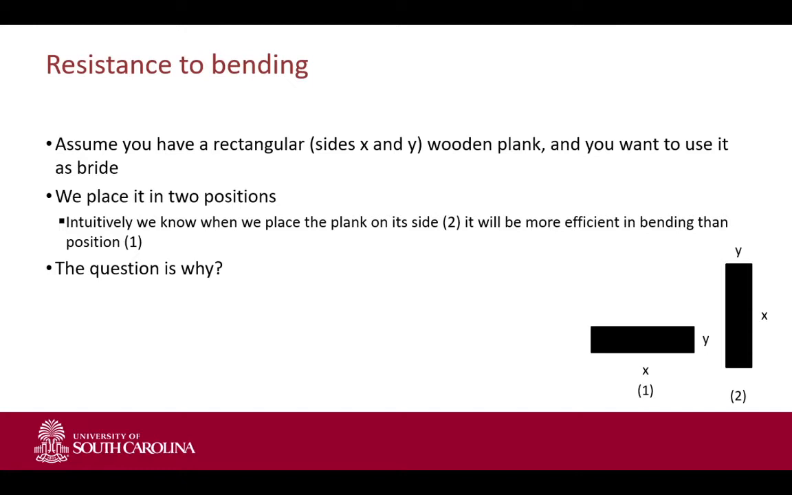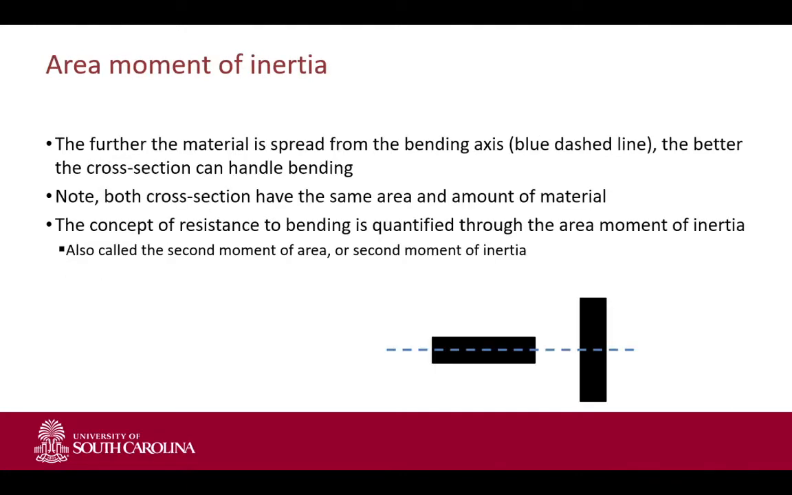Basically, the moment of inertia quantifies how much area is the furthest away from our bending axis. That concept is what we call the moment of inertia, or the area moment of inertia, the second moment of inertia, or just the second moment of inertia. So there are different names for it as well, just keep that in mind. In the lecture series, I just call it moment of inertia, and I refer to the second moment of inertia.